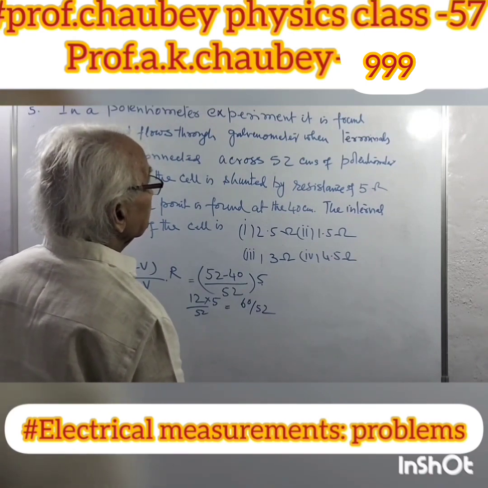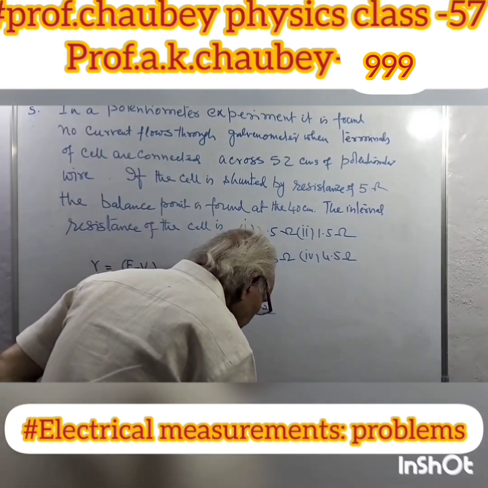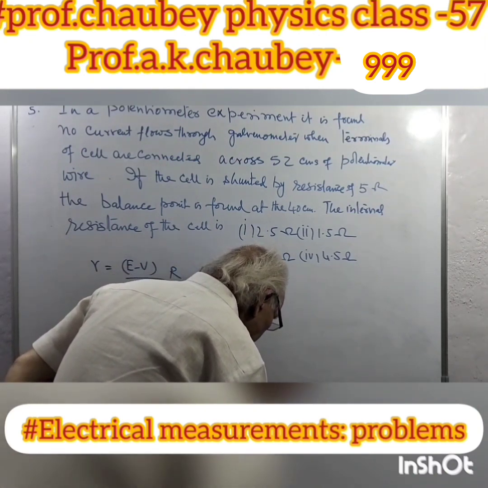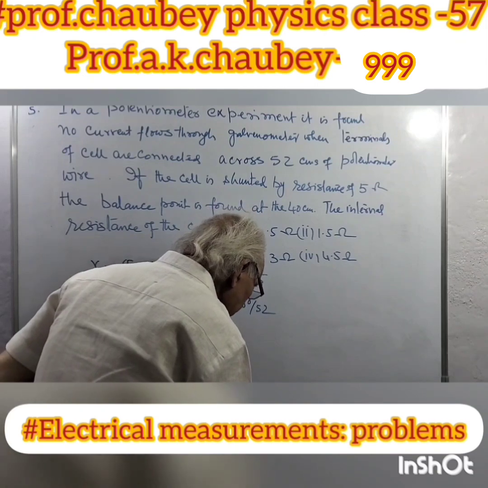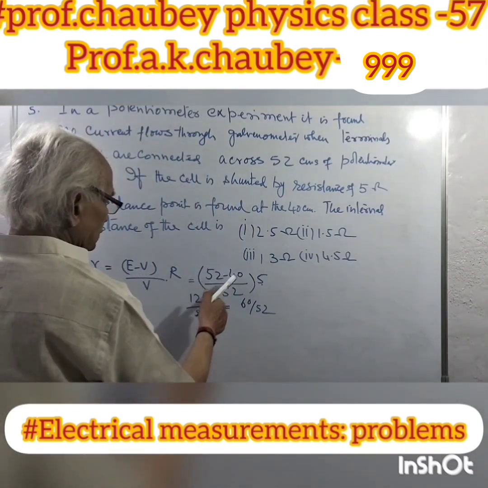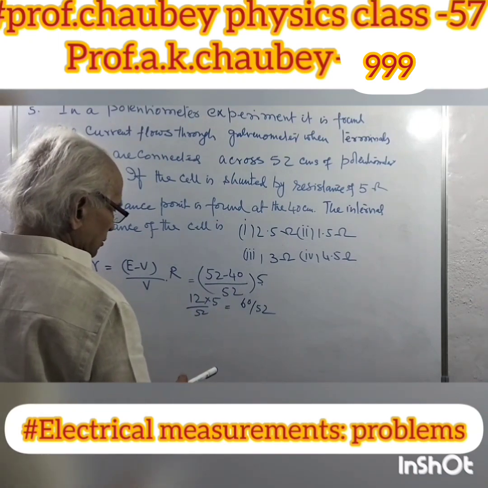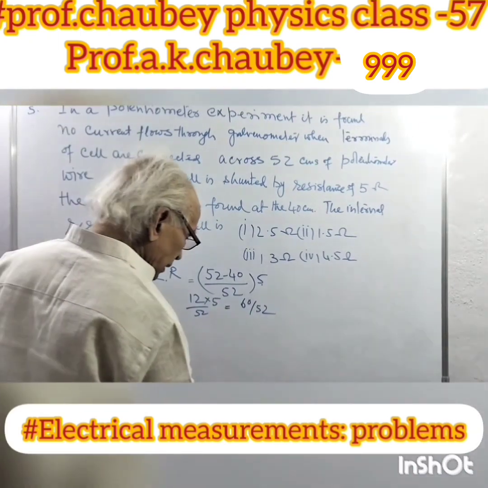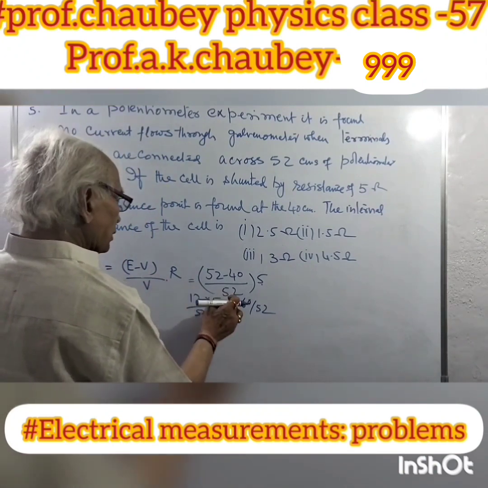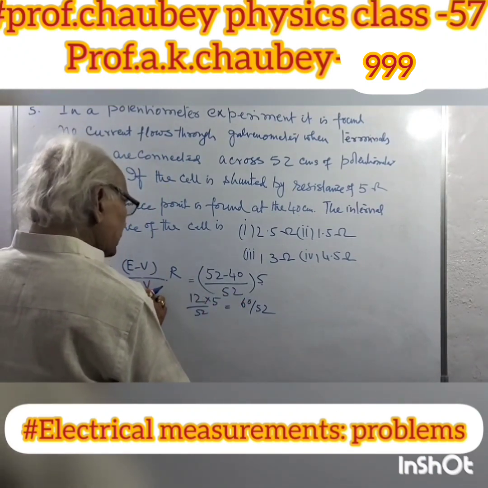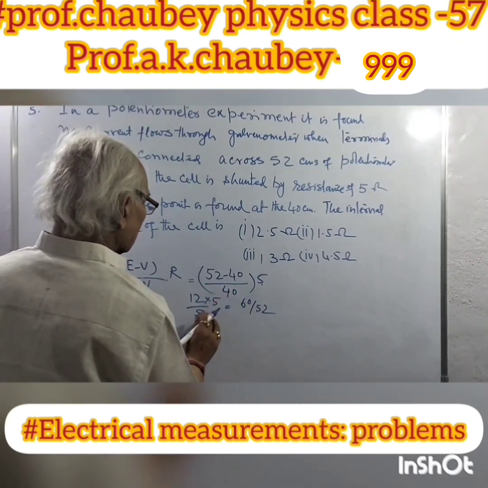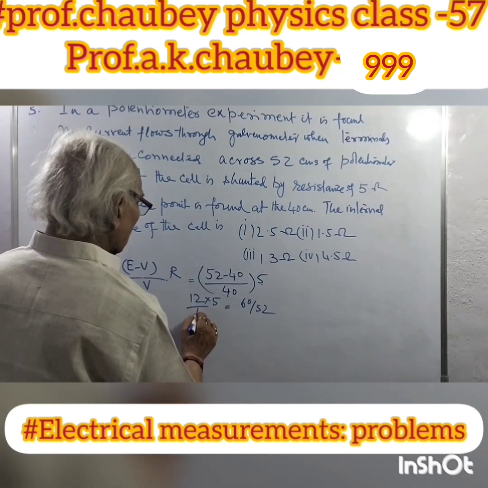Is it right? Or some mistake? 52 and 40. So 52 minus 40. E minus V upon what I have done. This is wrong. E minus V upon E, no, it is not. E minus V upon V. So this should be 40.